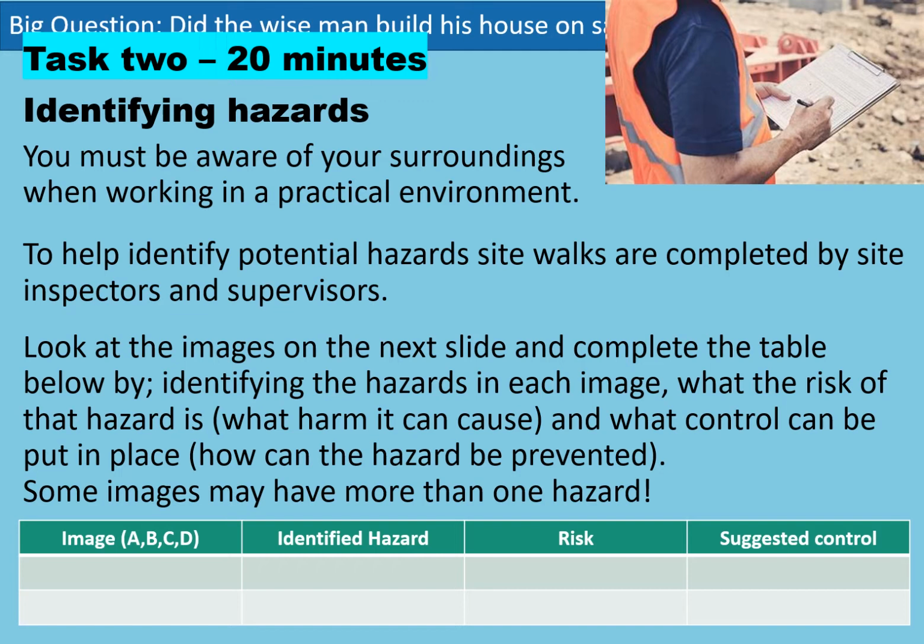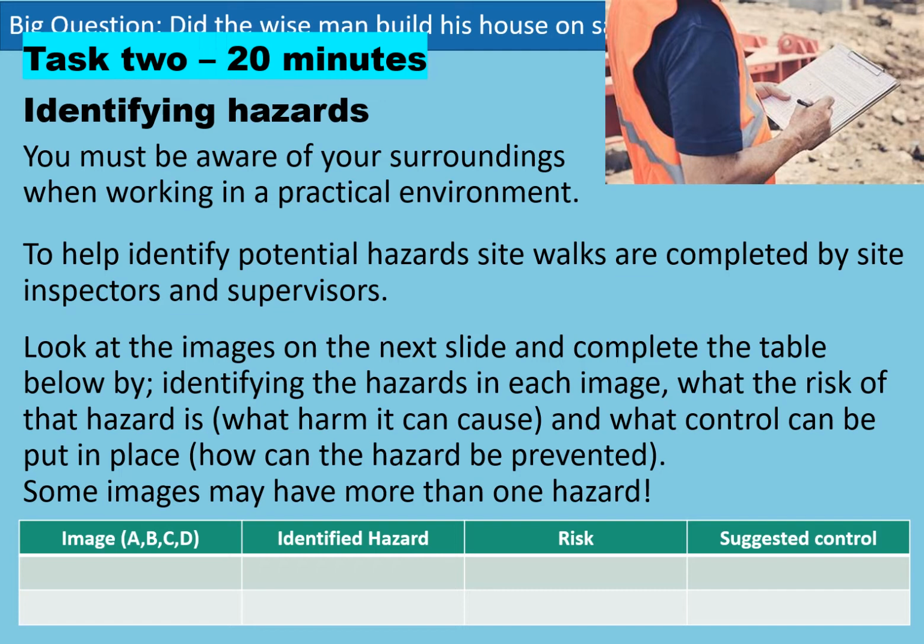Look at the images on the next slide and complete the table below by identifying the hazards in each image, so there will be more than one possibly, what the risk of that hazard is, so what harm could it cause, and what control can be put in place, so how the hazard can be prevented. So as I said before, there might be more than one hazard in the images. So on the next slide there are 4 images, there's A, B, C and D.